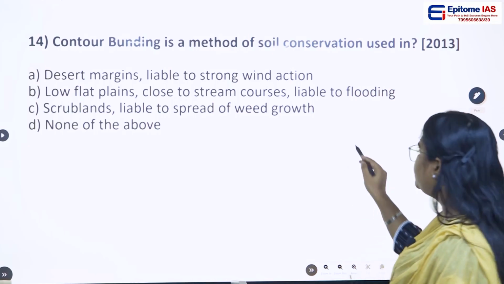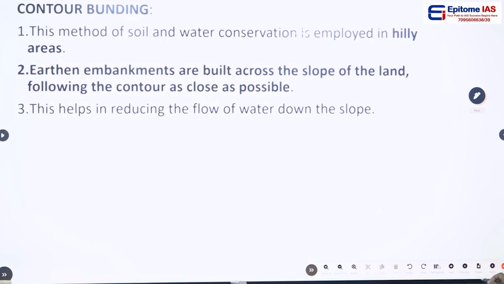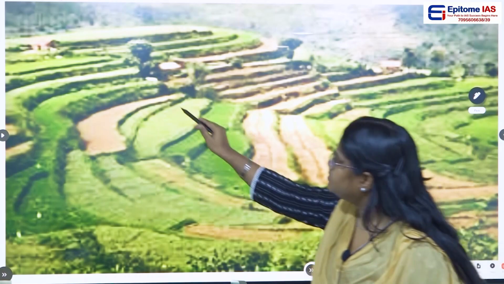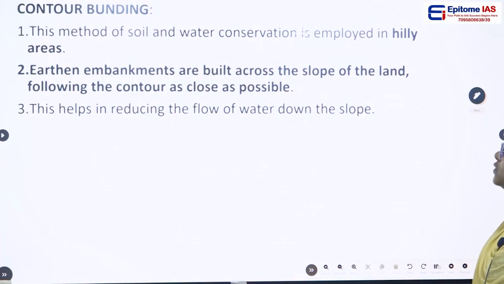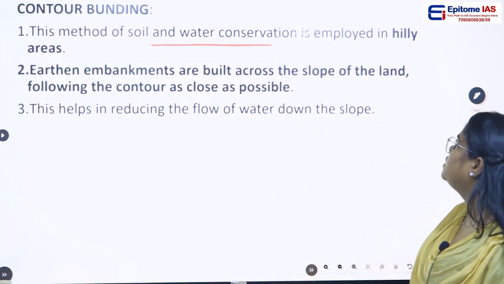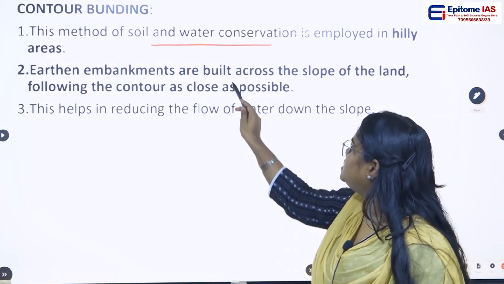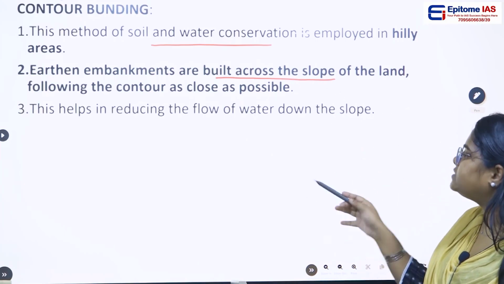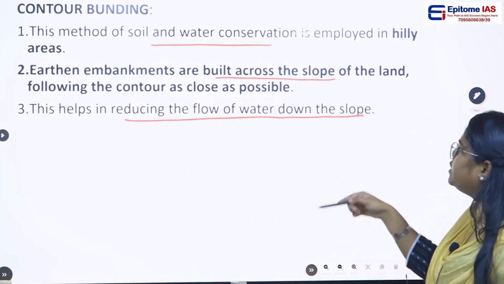If you see this contour bunding, it will be something like this. I'll show you a picture so you will understand. So this is the picture of the contour bunding. It will be like this, some sort of contour. So what is this contour bunding? It is a method of soil and water conservation in hilly areas. The earthen embankments are built across the slope of the land following the contour as close as possible. This helps in reducing the flow of water down the slope.